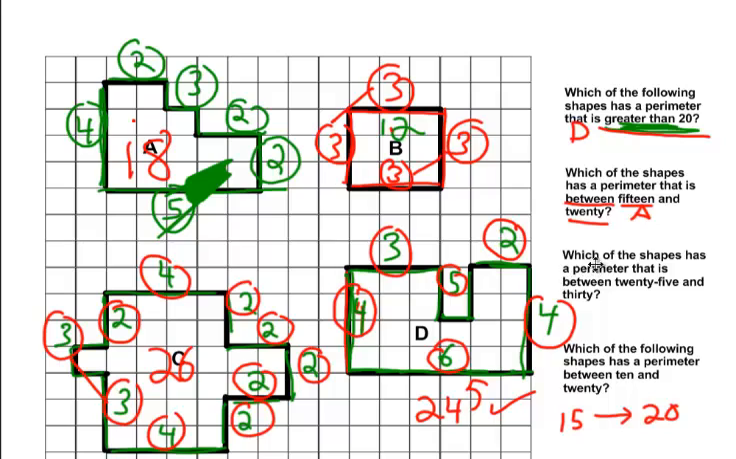And then the third one, which of the shapes has a perimeter that is between 25 and 30? So between 25 and 30. So that's going to be C, because it's bigger than 25 and it's less than 30. It's right in the middle between them. Which of the following shapes has a perimeter between 10 and 20? So something that's between 10 and 20, and that's going to be 12. So we write B.